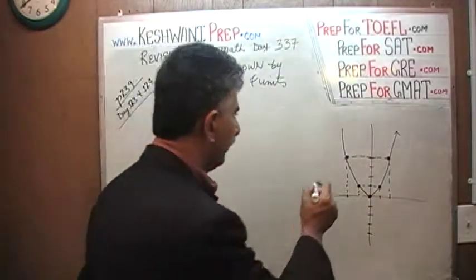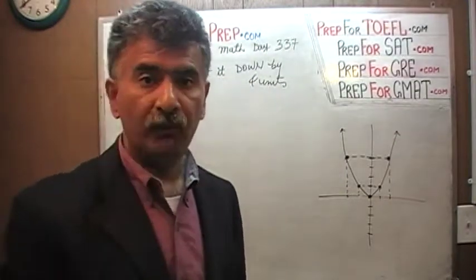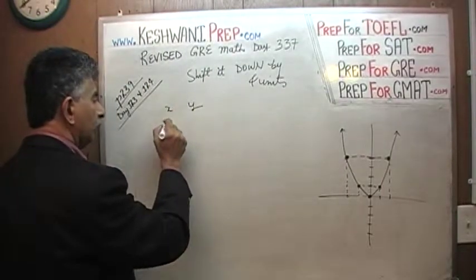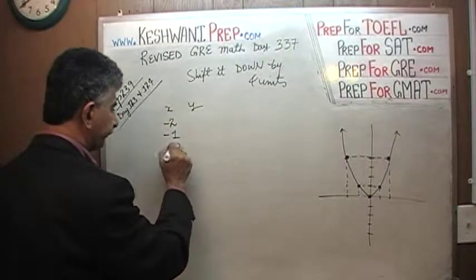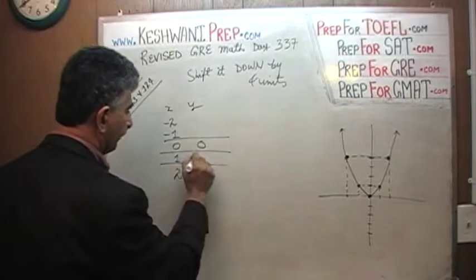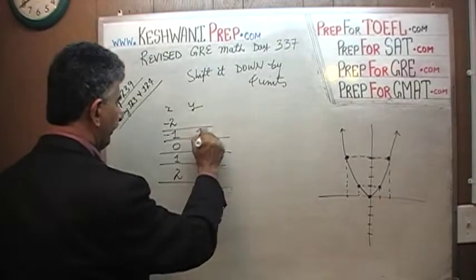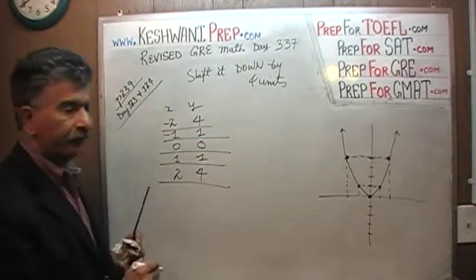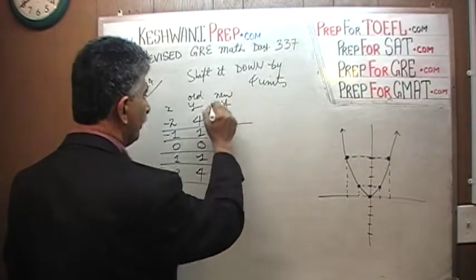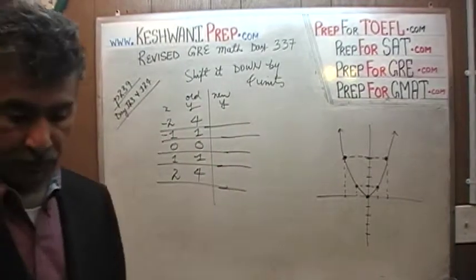Now what are we going to do? We're going to pick it up and shift it down by 4 units. Watch what happens. So here's our x and here's our y. Before, when x was 0, y was 0. When x was 1, y was 1. When x was 2, y was 4. When x was negative 1, y was 1. When x was negative 2, y was 4. Now, this is the old one. The new value of the y coordinate is going to be what? What do you think it's going to be?